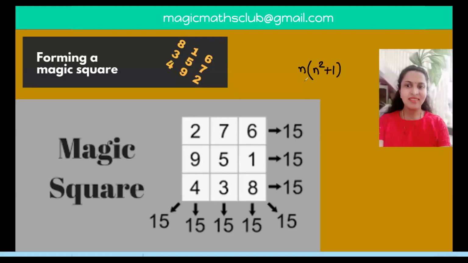The formula is n into n square plus 1 by 2. So see, when n is 3, what is it? 3 into 3 square plus 1, that is 10, divided by 2. That gives you 15, and you can see this. Now, filling the 3 by 3 magical square, just pay attention that all the numbers in the corners are even numbers. If you remember only this, then you can do this magical square very easily.